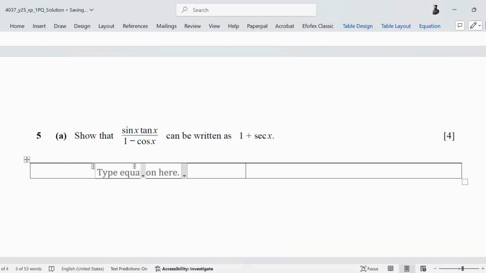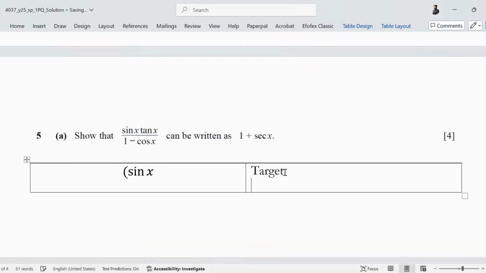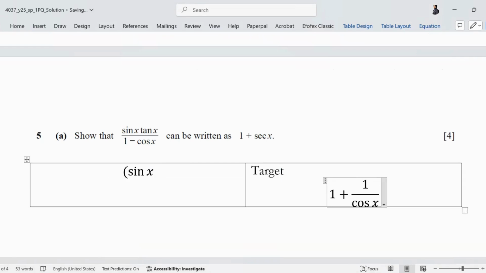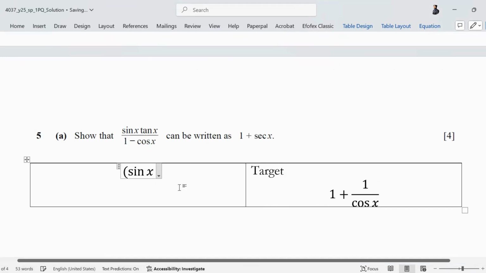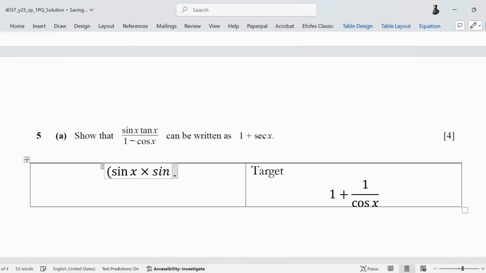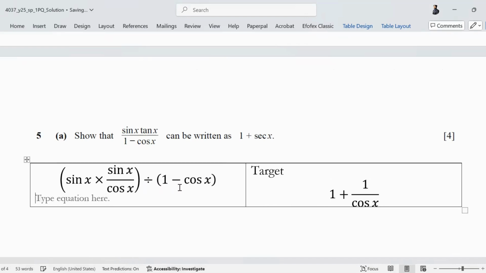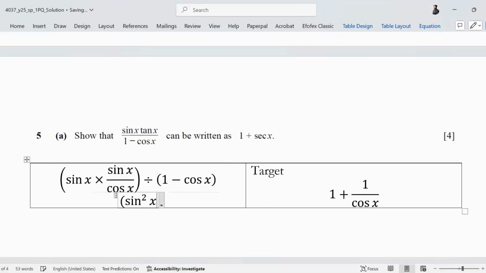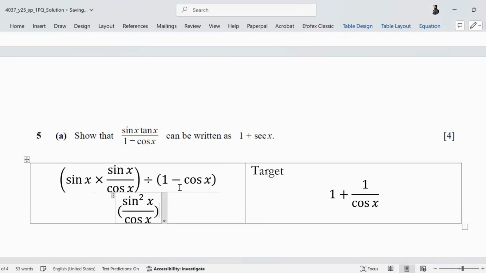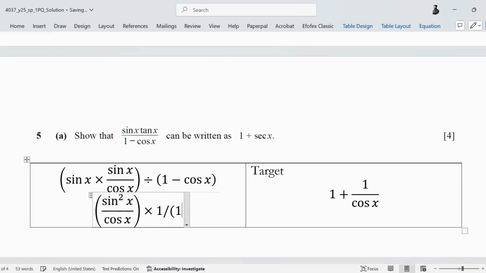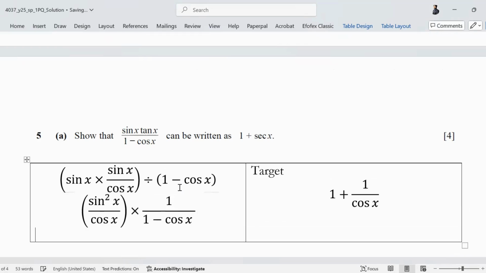So I'll be writing it as sin x. I can convert everything into sine and cos, and I can write my rough target as 1 plus 1 upon cos x. So this is what I need to end up with, 1 plus 1 upon cos x. So in place of tan x, I will write sin x upon cos x, divided by 1 minus cos x. Now this can be written as sin square x upon cos x times 1 upon 1 minus cos x.